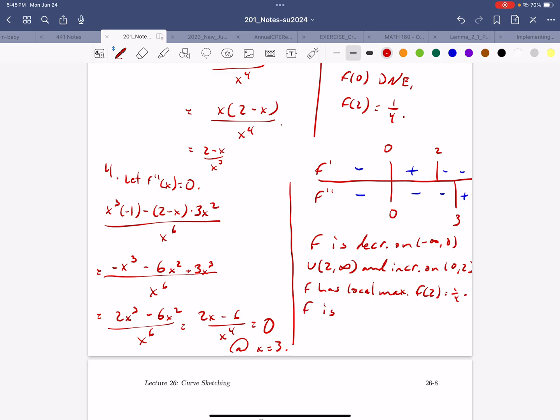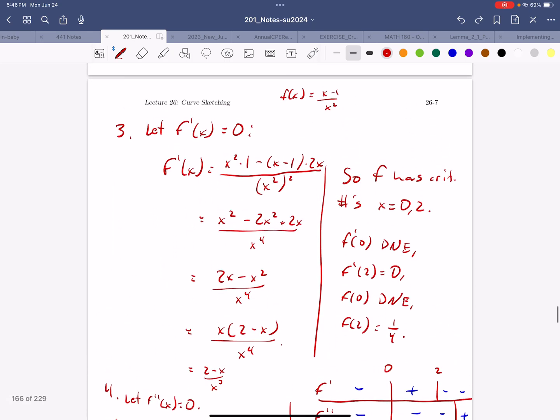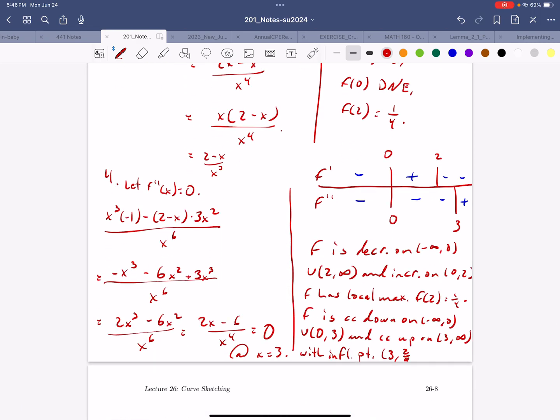F is concave down on, now don't say -infinity to 3, that's not quite right, it's -infinity to 0, union 0 to 3, and concave up on 3 to infinity. And is there an inflection point? Yes, there is. It's going to be 3 comma f of 3, because we go from negative to positive concavity. F of 3 is 2/9. Just to be clear, that is 2/9.